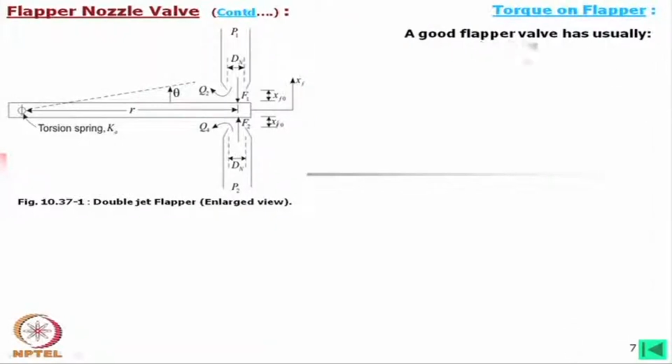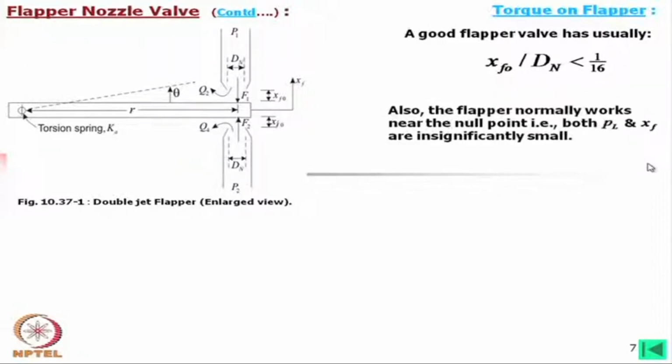Now, a good flapper valve usually has x f 0 by d n as 1 by 16th, which we have learned in an earlier lecture. So, this is a very good value for designing such a valve, and also the flapper normally works near the null point. Both P L and x f are insignificantly small. That means, normally this is for, as we are trying to control the pilot stage.